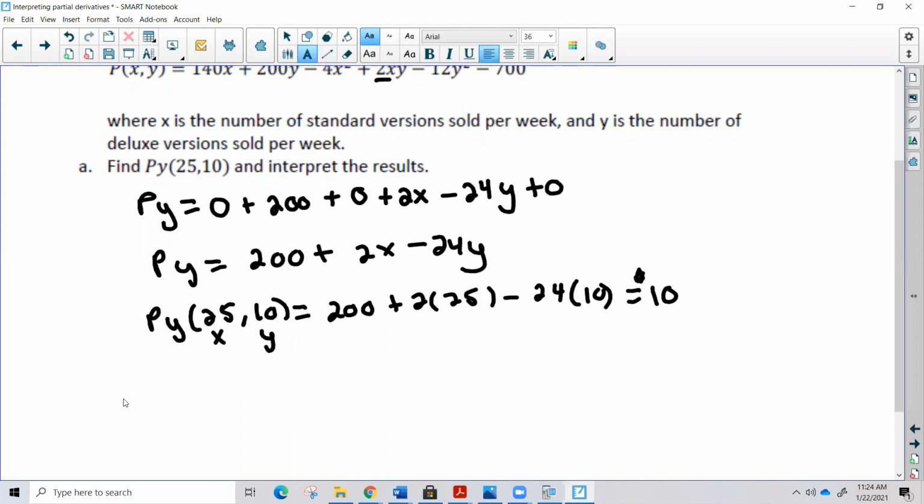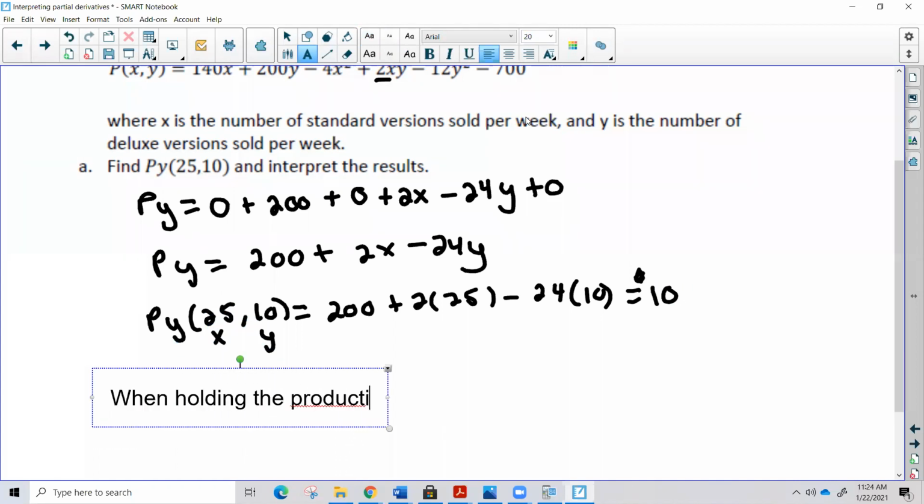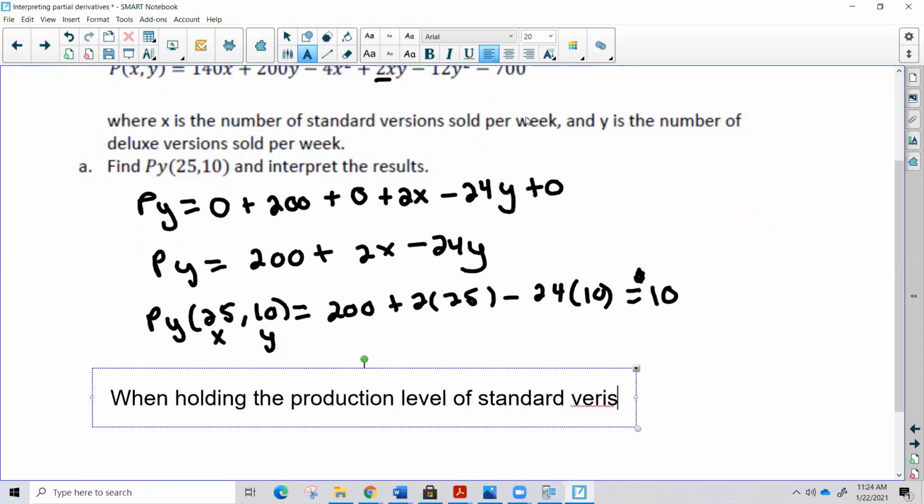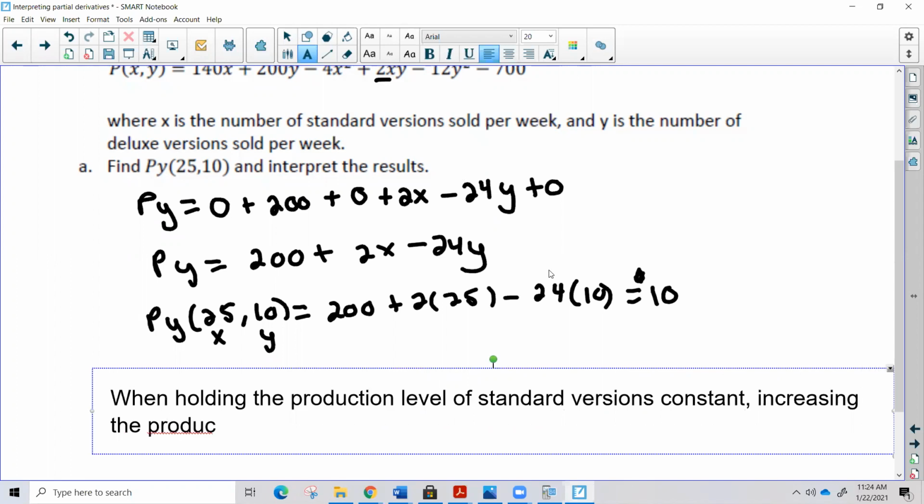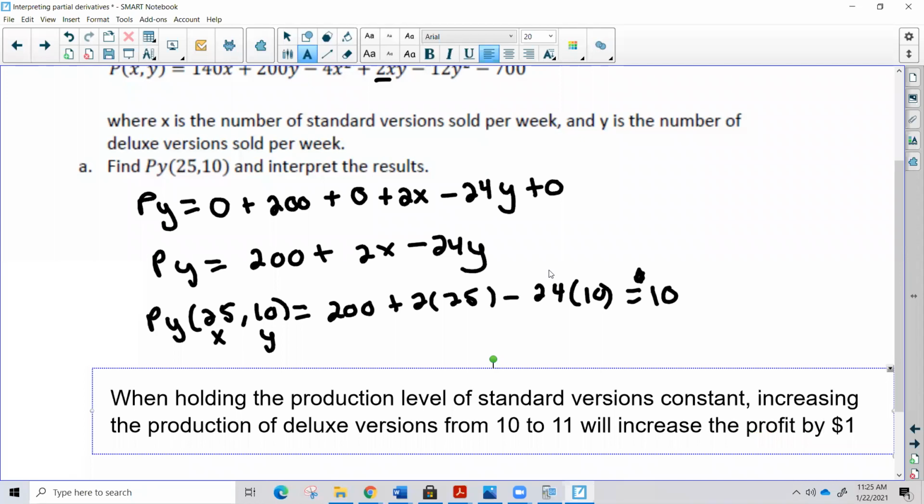So how we usually write these is we say when holding the production level of standard versions constant, and that's because that's what my x represents. So when we're holding x constant, increasing the production of deluxe versions from 10 to 11 will increase the profit by $10.